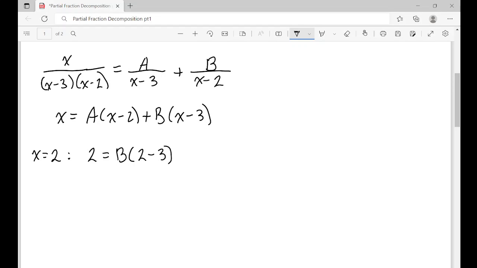2 equals b times 2 minus 3. And so 2 minus 3 is going to be negative 1. So 2 equals b times negative 1. Then divide the negative 1 over. B equals negative 2.